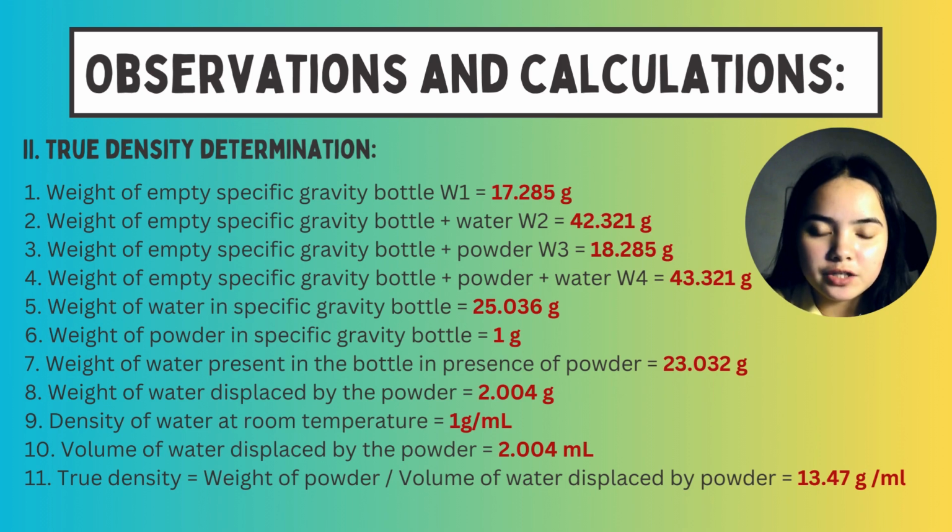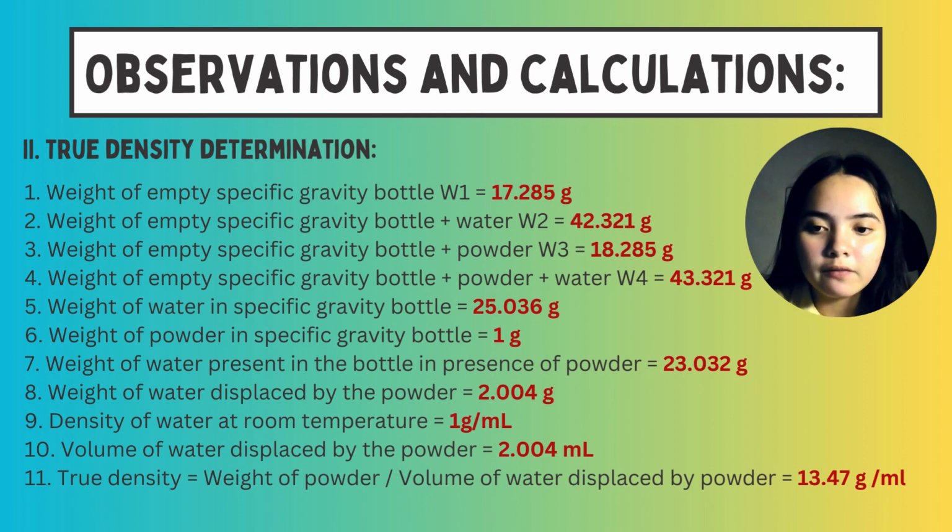So for the observations and calculations for the true density determination, we have first the weight of empty specific gravity bottle, which is equal to 17.285 grams. Second is the weight of empty specific gravity bottle plus water, which is equal to 42.321 grams. Third is the weight of empty specific gravity bottle plus powder, which is equal to 18.285 grams. Fourth is the weight of empty specific gravity bottle plus powder plus water, which is equal to 43.321 grams.